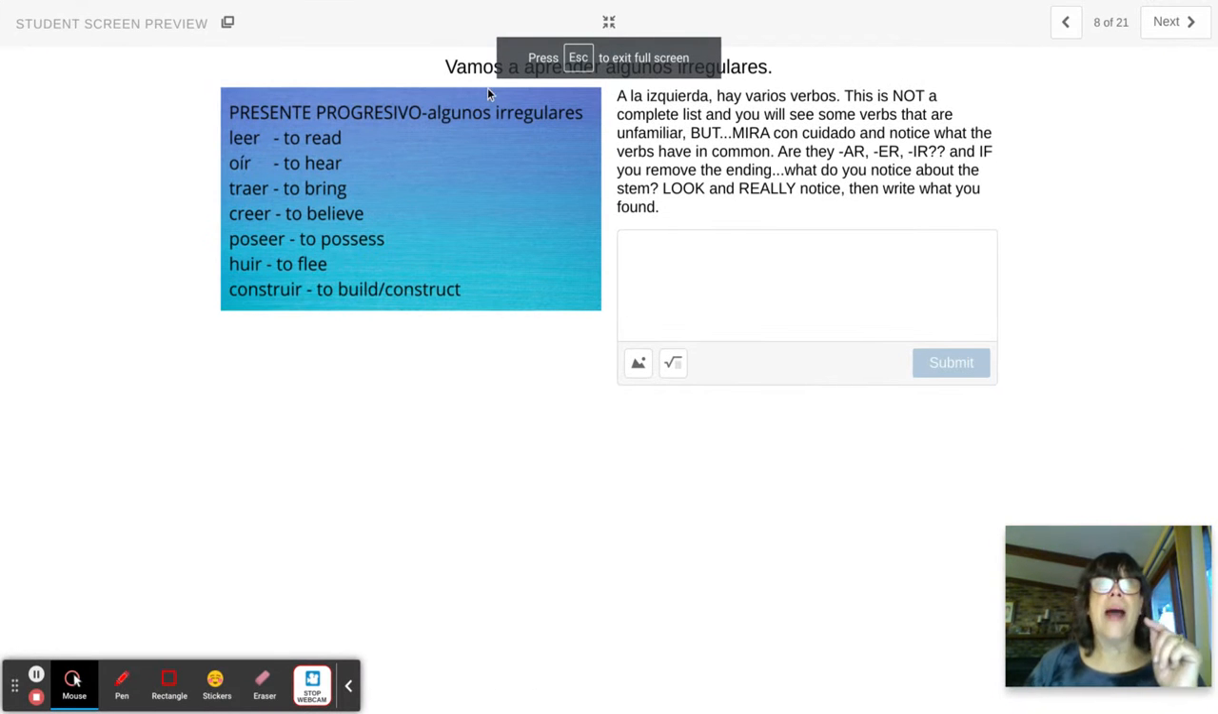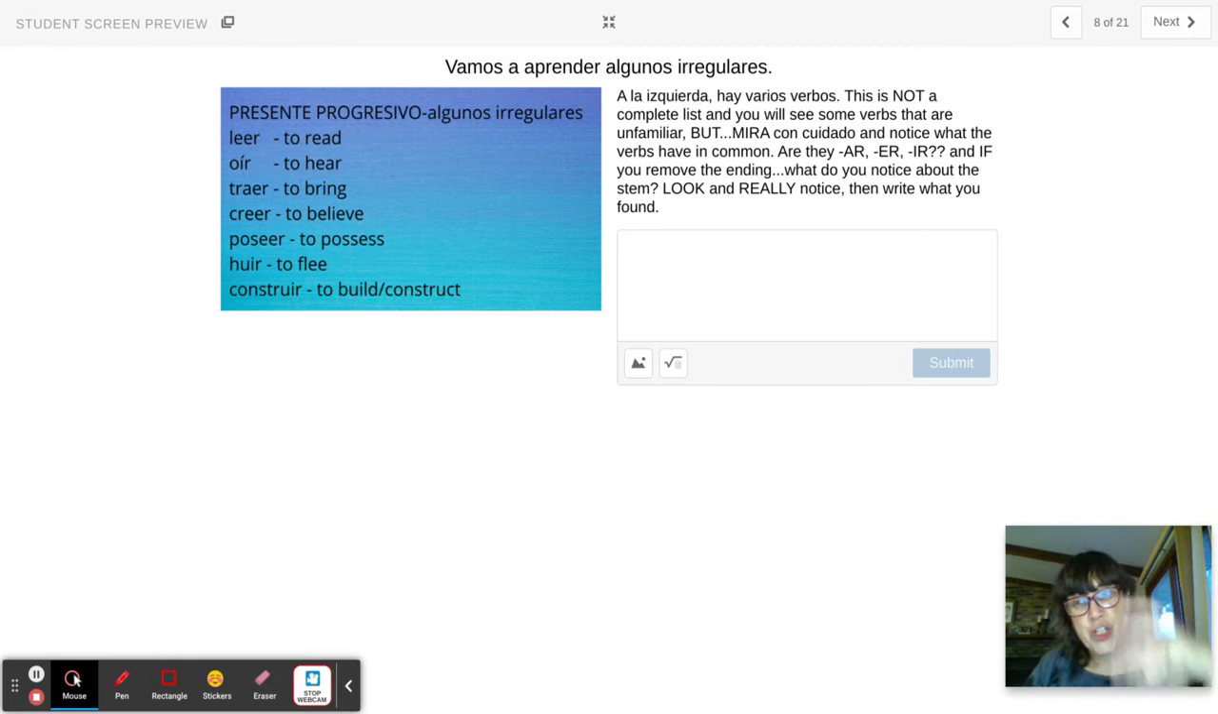Hoy vamos a aprender algunos irregulares. Okay? So the estar never changes. The estar part is the estar part, and it's not going to change. We're going to talk about the gerund part, the ando yendo part. And there are some, not very many, but there are some irregulars, but they're all patterned. They're not like wackos. You just have to learn them because the pattern's pretty easy.